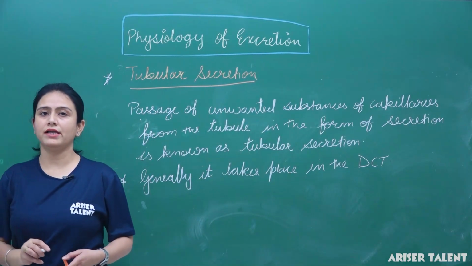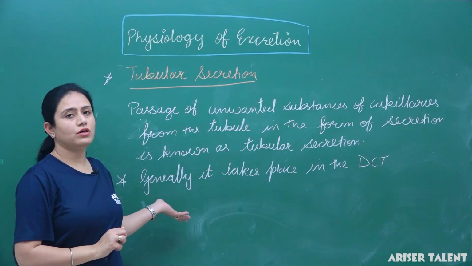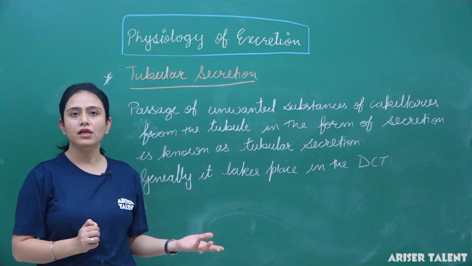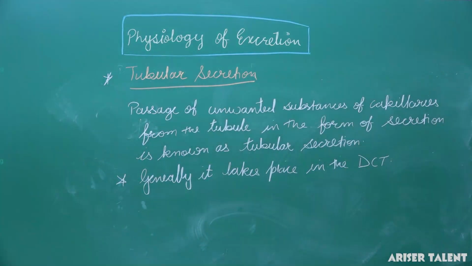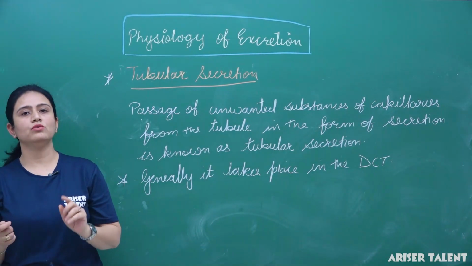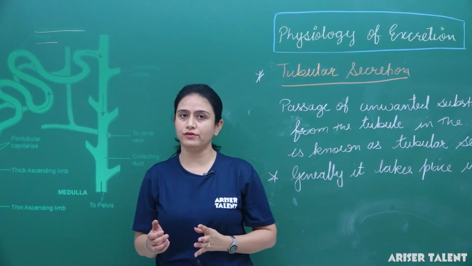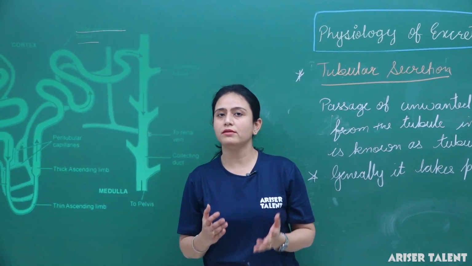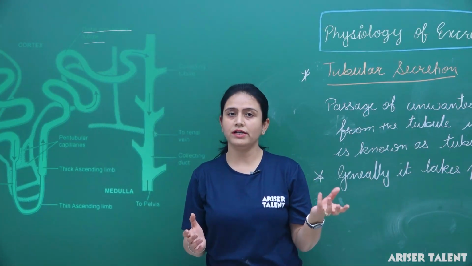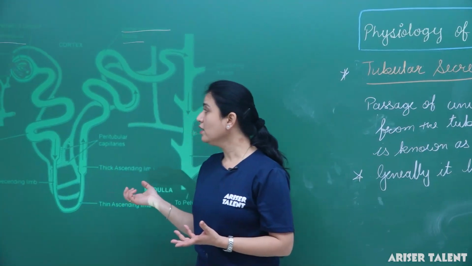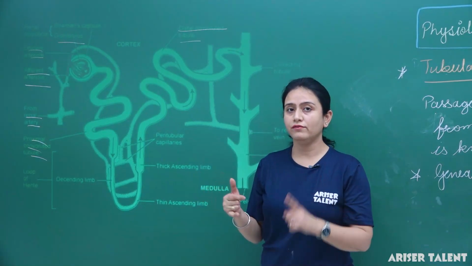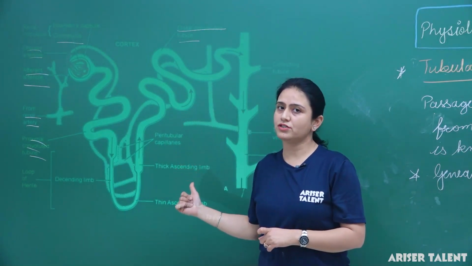So this is the complete mechanism of excretion, the complete mechanism of the nephron, how it works, how it filters the blood and forms the urine. As you know, the nephron is the structural and functional unit of the kidney, and the kidney helps to clean the blood which comes from the heart and helps to form the urine. Urine is generally a waste product of the body.